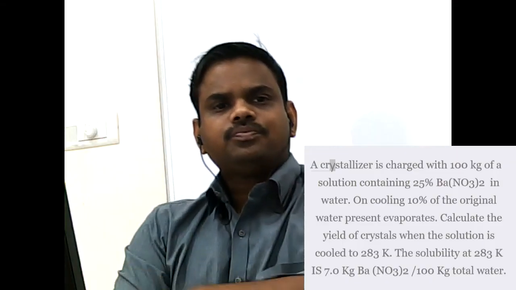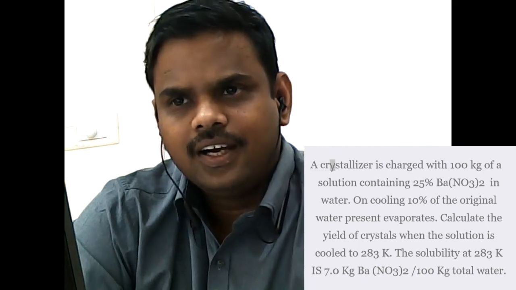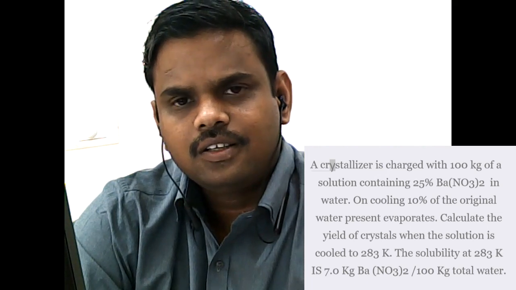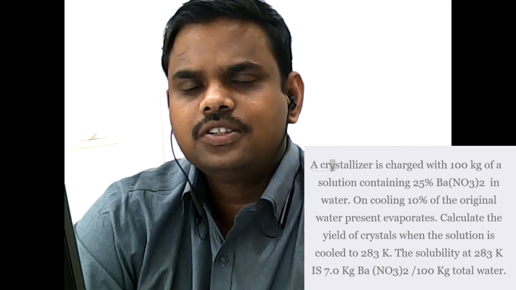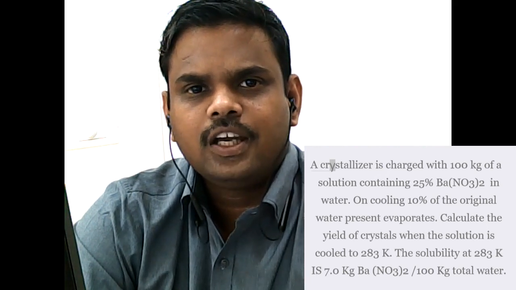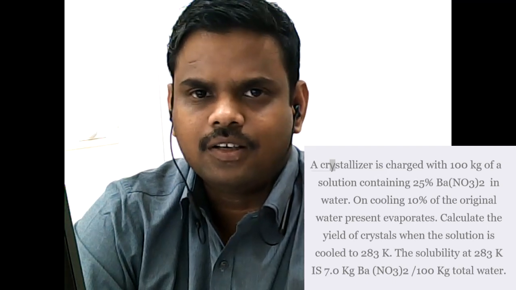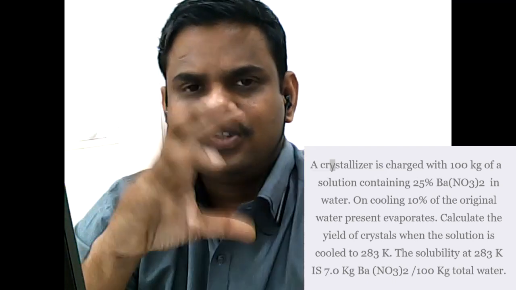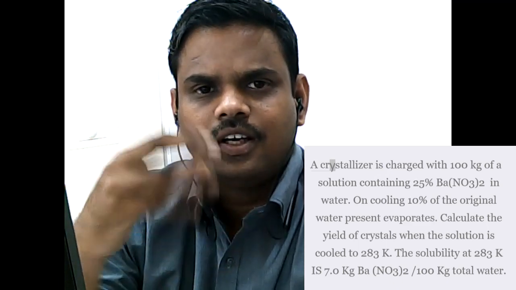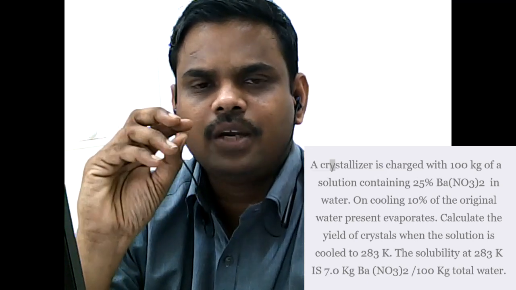Check down this problem. A crystallizer is charged with 100 kg of a solution containing 25% barium nitrate, Ba(NO3)2, in water. Here it is given: a crystallizer is charged with 100 kg of liquid solution containing 25% barium nitrate in water.